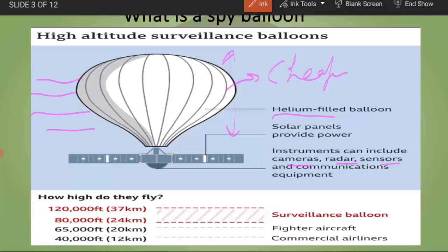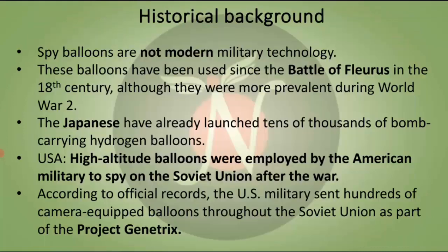Now how high do they fly? Surveillance balloons fly between 24 km to 37 km. Then there are fighter aircraft which fly at around 20 km. Commercial airlines fly at around 12 km.